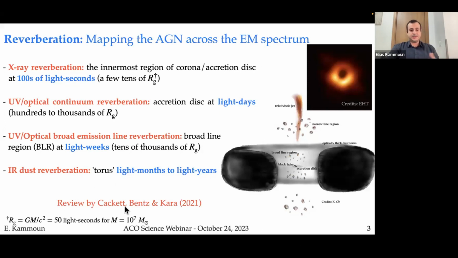And there's a recent review by Cackett, Bentz, and Kara in 2021 that summarized very beautifully all these techniques and where we stand and what the main results of such techniques are. In my talk, I'll be focusing on the second one, the UV optical continuum reverberation, and how we can use that to probe the structure, to understand what the black hole is doing, and learn more about how AGN are functioning.